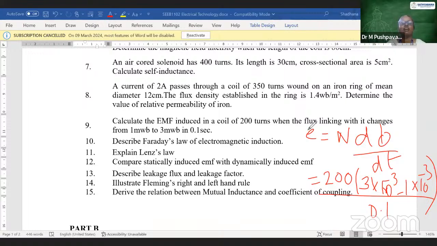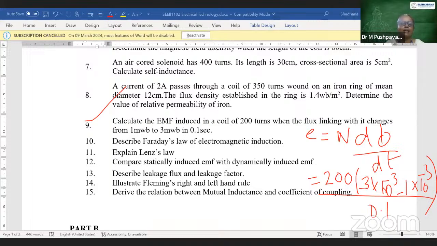600. Yeah. Okay. So the ninth problem is the easiest problem. Calculate the EMF induced in a coil. E equal to N d phi by dt. You substitute and tell me what is the answer. I think around 4 volt we will get. Okay, induced. The ninth problem is around 4 volt.